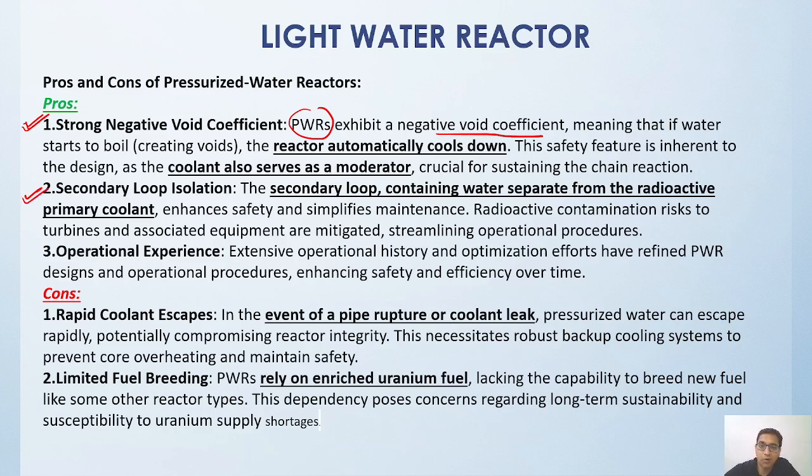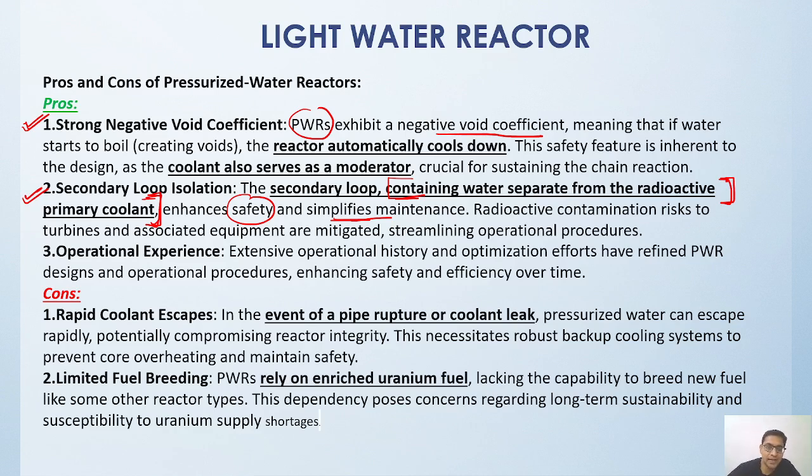Here the secondary loop has water that is separate from the radioactive primary coolant. The water in the reactor coolant becomes radioactive, so we have the secondary loop, which contains separate water. This obviously enhances safety and also simplifies maintenance. Radioactive contamination is reduced, the contamination risk to the turbine and various equipment is mitigated, and proper procedures can happen.